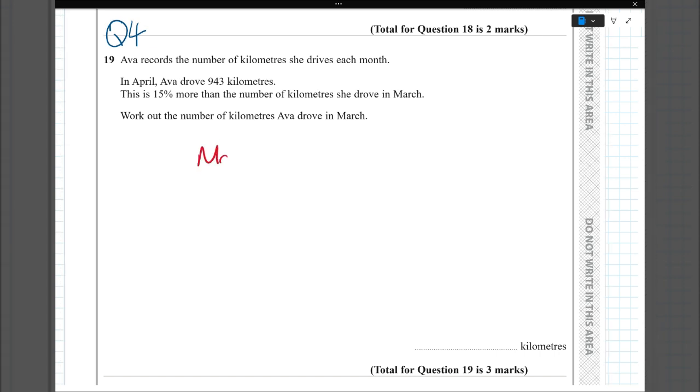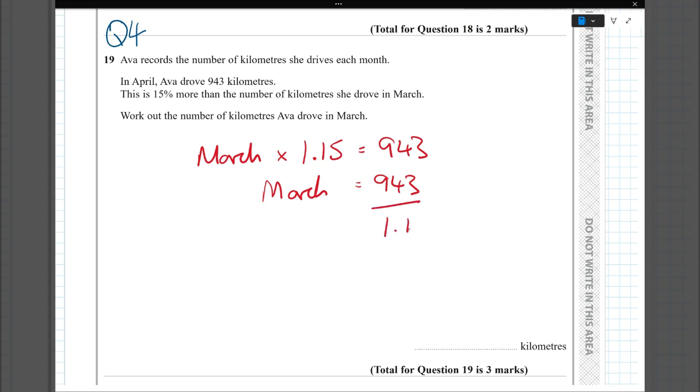So here's March. March was increased by 1.15, and that gives us 943. This is a reverse percentages question. They come up every year. So March is going to equal 943 divided by 1.15. 943 divided by 1.15, and that gives us 820 kilometres.